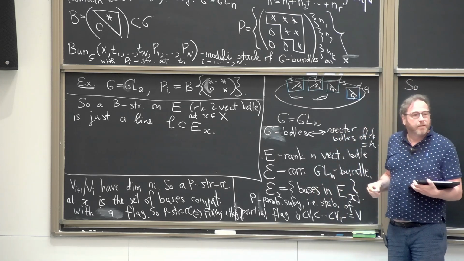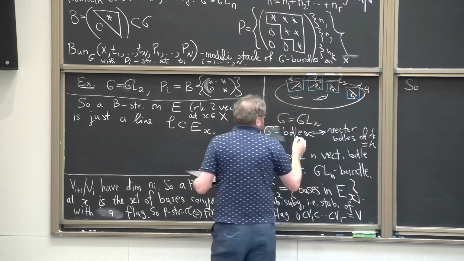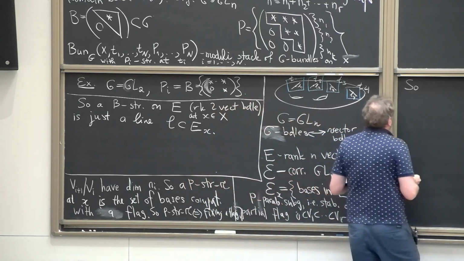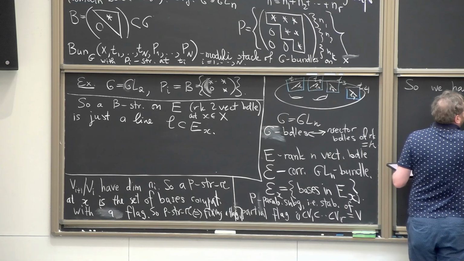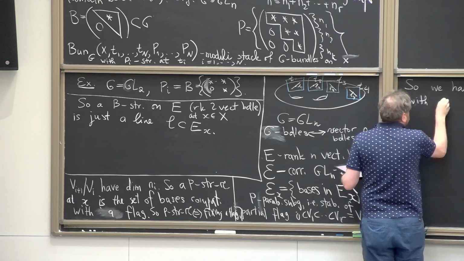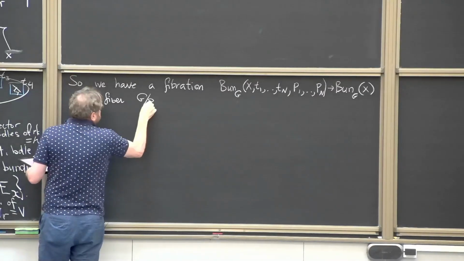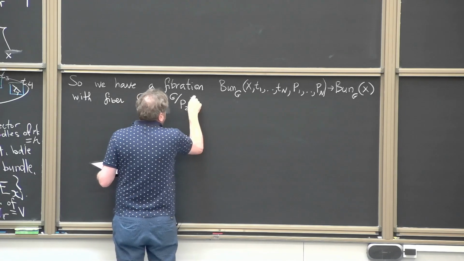So we have a fibration from Bun_G of X with points t_1 through t_n and parabolics P_1 through P_n into Bun_G of X, with fiber the partial flag manifolds G/P_1 times G/P_2 and so on, times G/P_n.